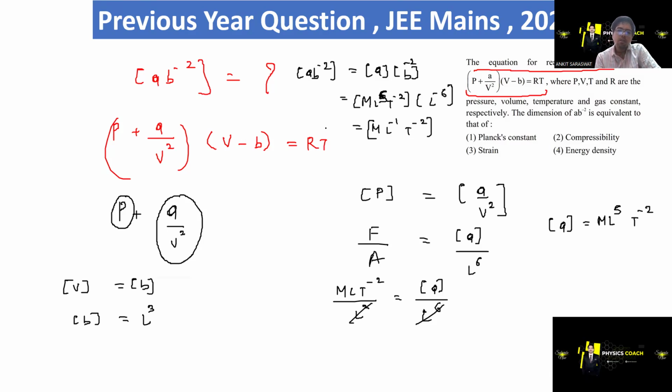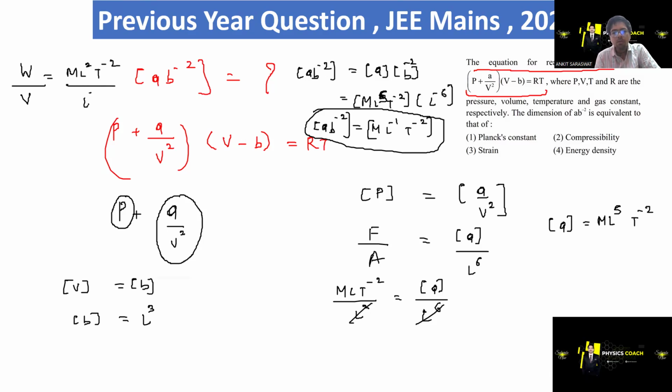Now, if you remember, this is the dimension of energy per unit volume, ML⁻¹T⁻². I can show you: work per unit volume. The dimension of work is ML²T⁻², and the dimension of volume is L³. So it will be ML⁻¹T⁻². So the right answer is energy density.